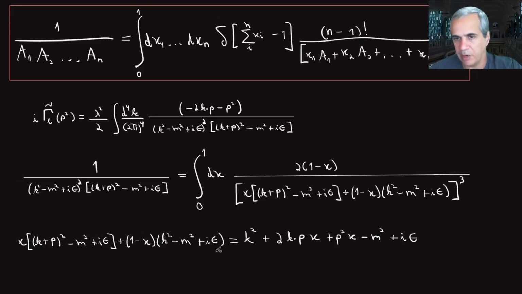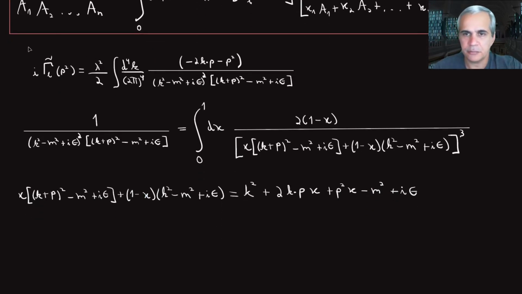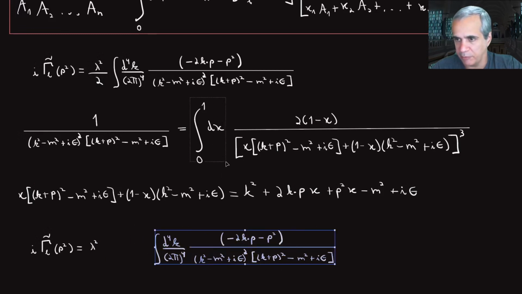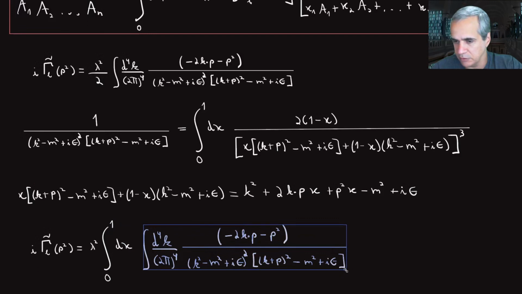So let me rewrite the expression here. I can bring this guy down here, right? There's a factor 2 here that will eliminate the 2 that is outside. So this is just lambda squared. I want the integral in the Feynman parameter to be up front, because then I will just integrate in momentum now. Let me just make this a little bit bigger.